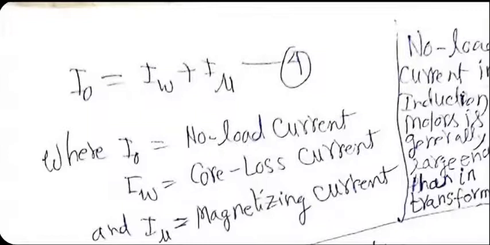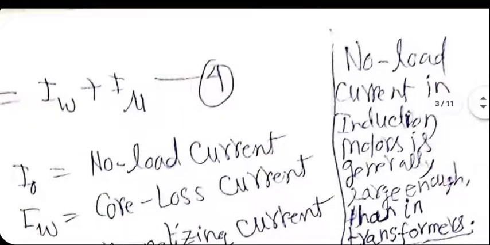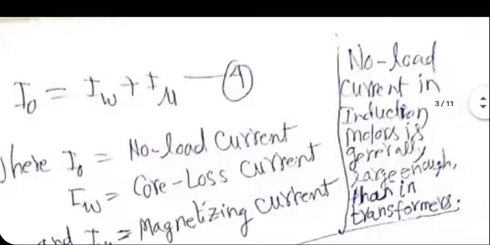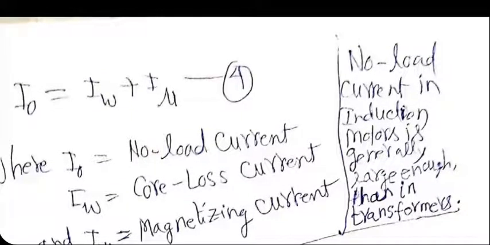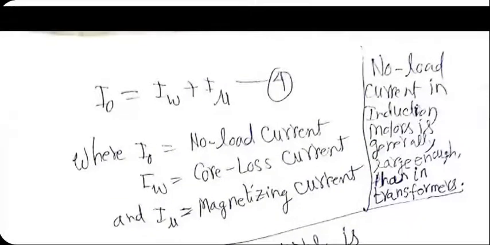One very important difference here compared to transformers is that the no load current is not that small. In transformers, no load current is not very high, but for induction motors, no load current can be quite high because of the power levels involved. No load current in induction motors is generally large enough compared to that in transformers. That means core effect cannot be ignored most of the time.